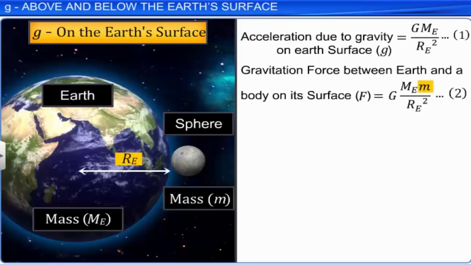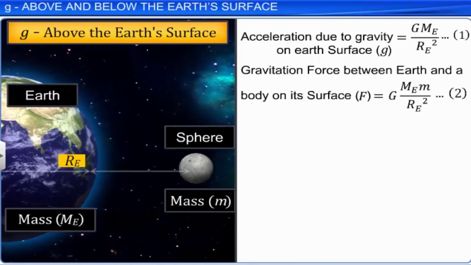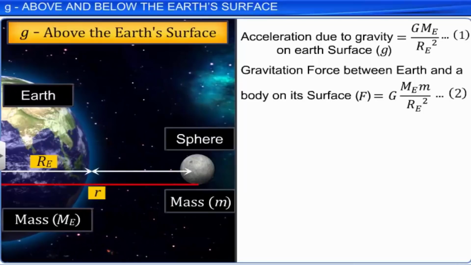Now let us assume that the body, that is the sphere, is taken away from the surface of the Earth to a height h, which is comparable to the radius of the Earth. The body placed at a given height experiences the gravitational force due to the Earth. It is represented in equation 3. F equals G Me into m divided by square of Re plus h. This gravitational force on the body towards the Earth is its weight.